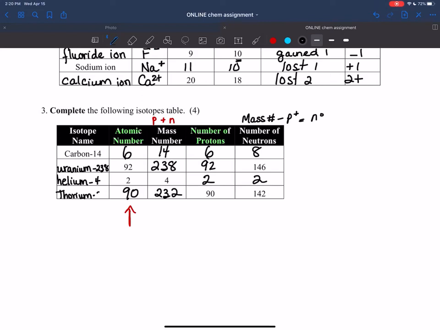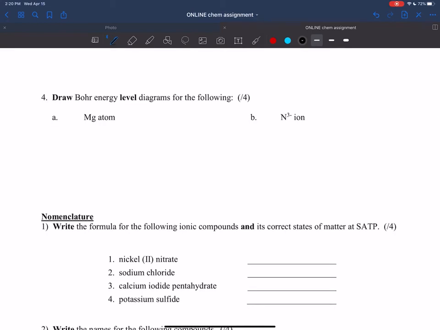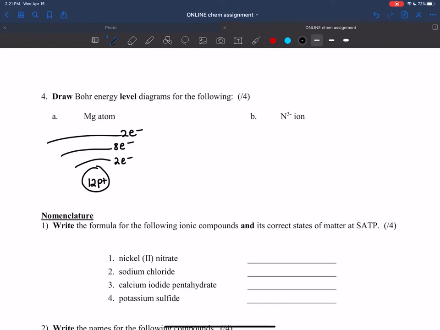And the mass number is 232, so dashed 232. Okay, so that's that one. For the next part, what we gotta do is we need to look at our Bohr diagrams. So for this one is gonna be a magnesium atom. So I have 12 protons. Since it's an atom, I have to have the same number of electrons. 2 in the first energy level, 8 in the second, and 2 more for a total of 12 in the third.